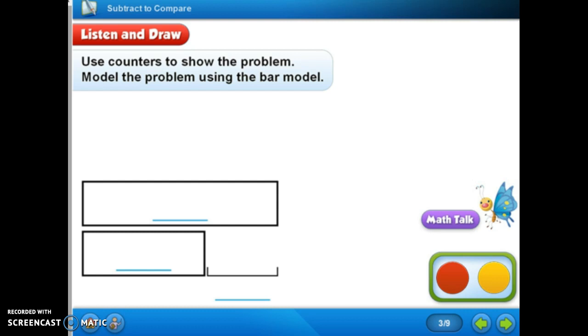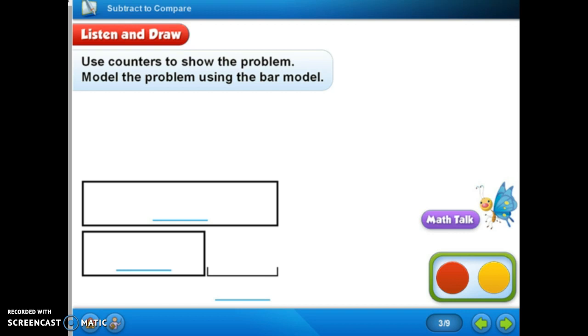Mindy has 8 puzzle pieces. David has 5 puzzle pieces. How many more puzzle pieces does Mindy have than David? Okay, so what do we need to find out? That's right. We need to find out how many more puzzle pieces Mindy has. So let's start with how many puzzle pieces Mindy has.